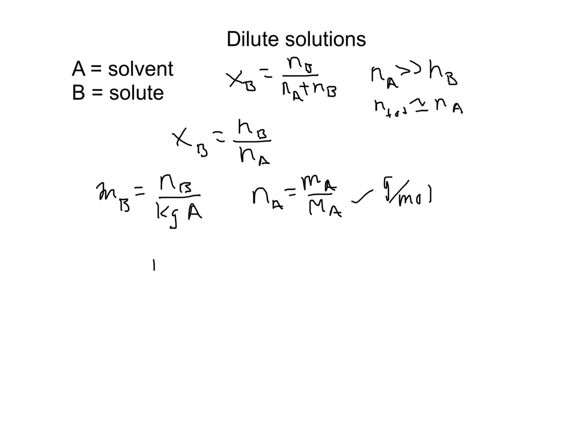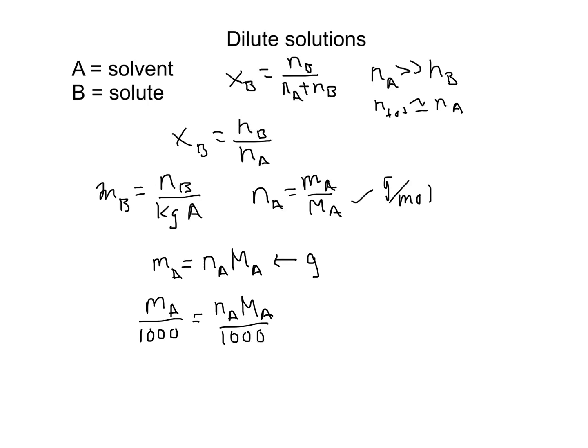So the mass of solvent is equal to the number of moles of solvent times the molar mass of the solvent. That will be in terms of grams. If I want it in terms of kilograms, I am going to need to divide that by 1,000. So the mass divided by 1,000 is equal to the number of moles times the molar mass divided by 1,000. And now I will have this in terms of kilograms.